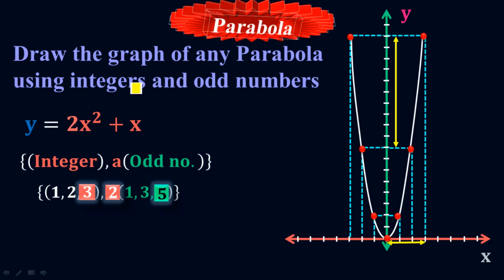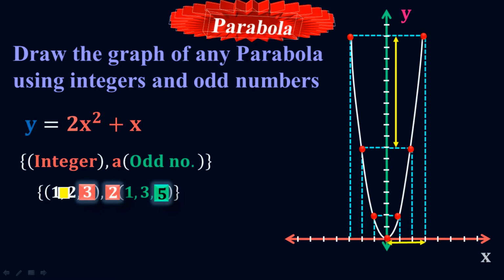I'm gonna use the integers and odd numbers technique. That is integers comma a into odd numbers. So this time I want to put positive integers, positive 1, positive 2 and positive 3, which means that I will follow the right direction of the x-axis, which is the positive side. I can also put negative integers, negative 1, negative 2 and negative 3, where I will follow the left side of the x-axis, which is the negative side.